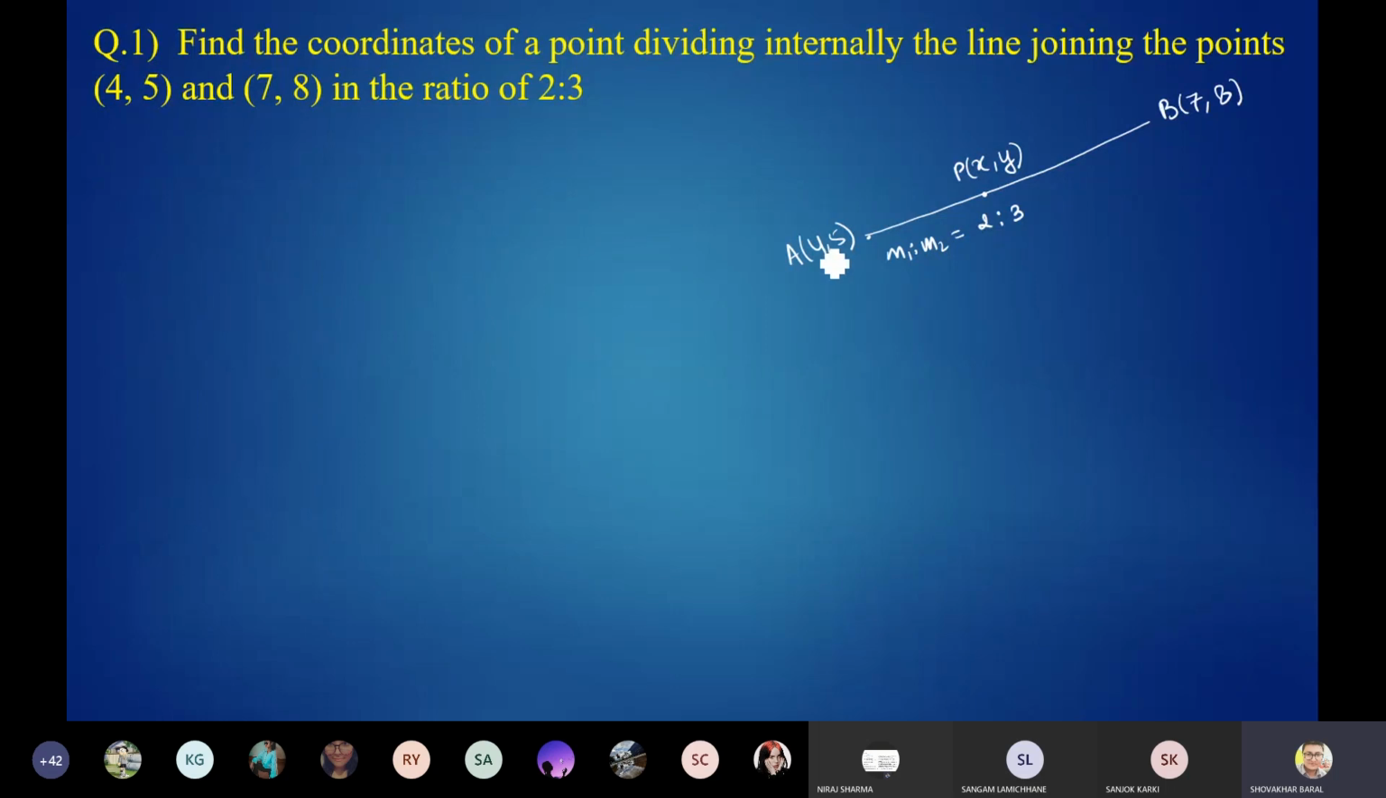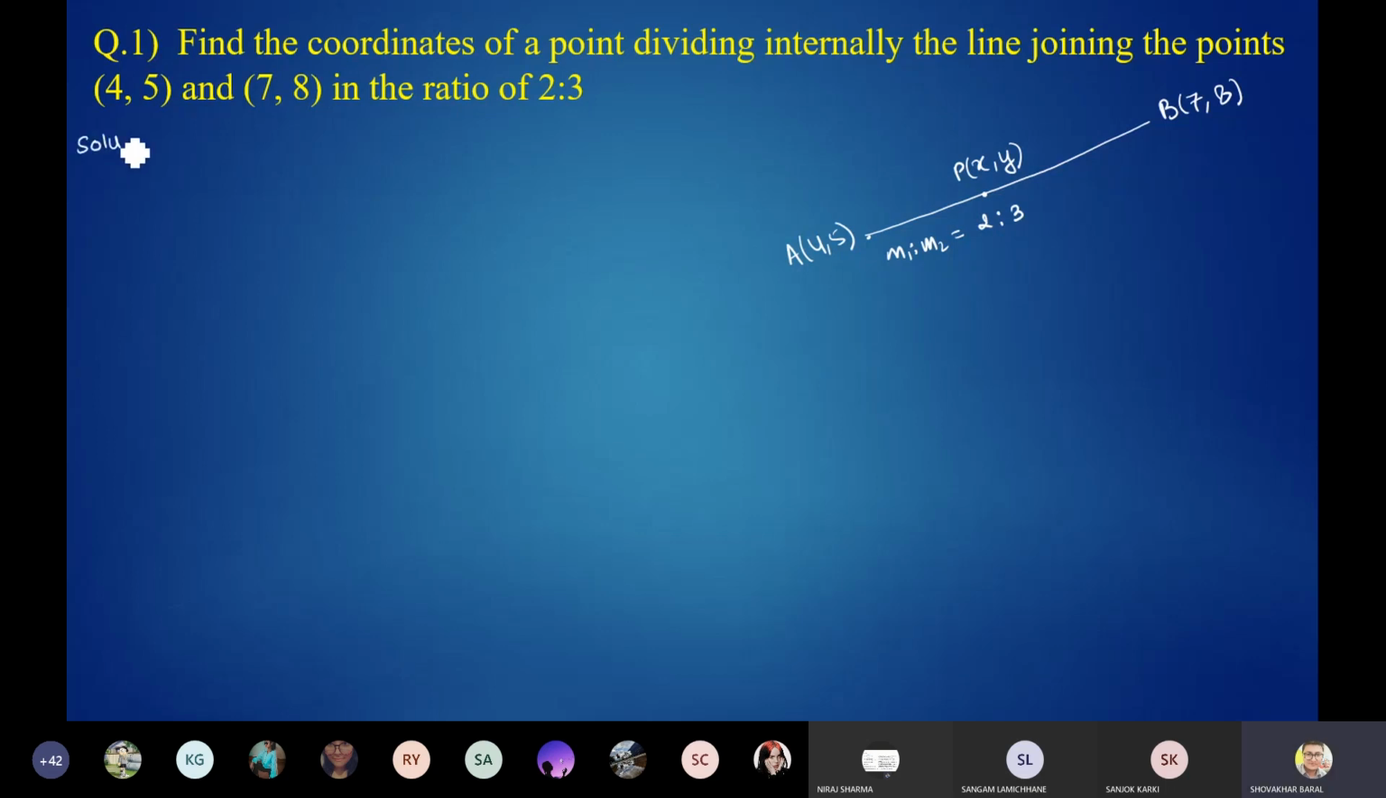So these are the 2 points. Let me suppose this point is (x1, y1). This point is (x2, y2). The ratio is given, m1 is to m2 is equal to 2:3. Okay, let the point be P(x, y), and then use the section formula for internal division. I'll again ask the formula. If you don't reply, then I'll force you to leave the session.